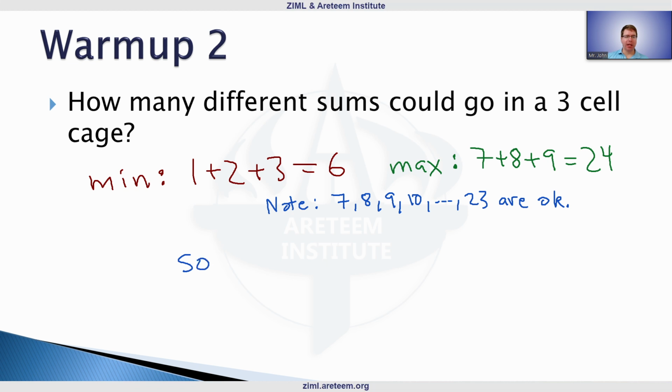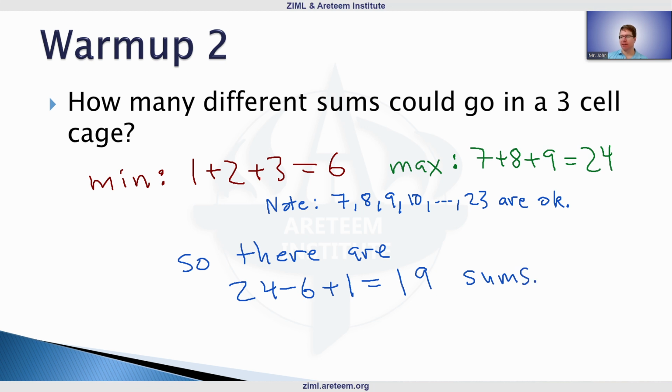So, how many do we have then in total? There are, and this is a good counting trick, 24 minus 6 plus 1. We want to count those boundaries there. We are going to have 19 sums in this scenario. We have 19 different sums that are possible in this case there.